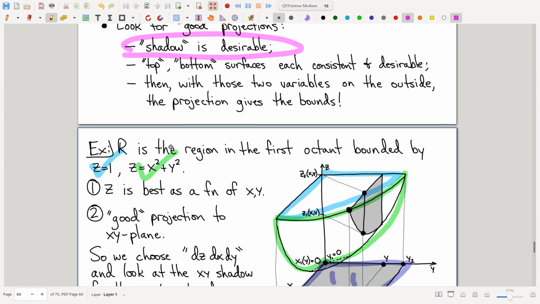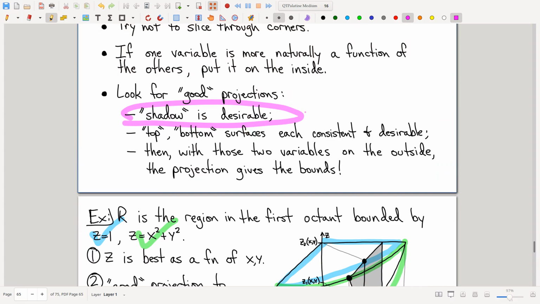What color did I use for that? I used the wrong color. You want a desirable shadow, and you want the top and bottom surfaces to be consistent and desirable. In other words, you don't want to put yourself into a situation where that top surface is something where you can't solve for Z or something like that.